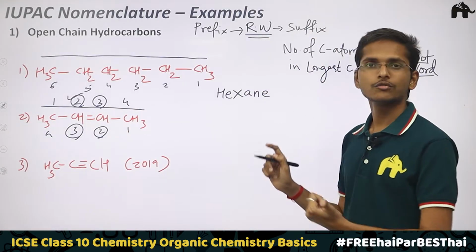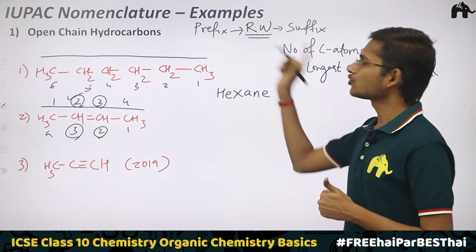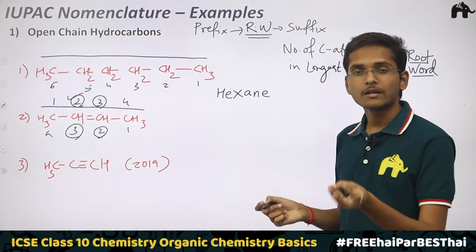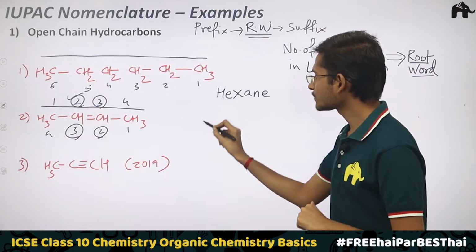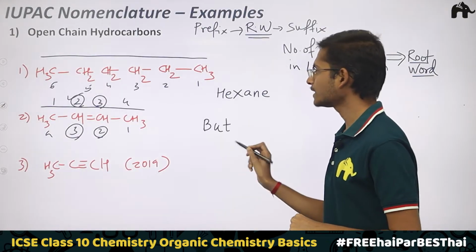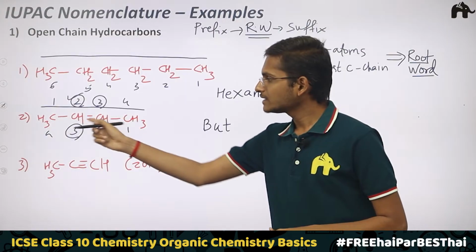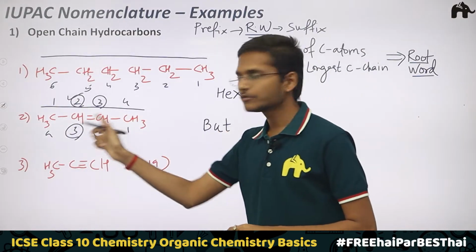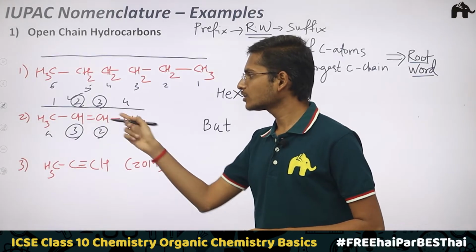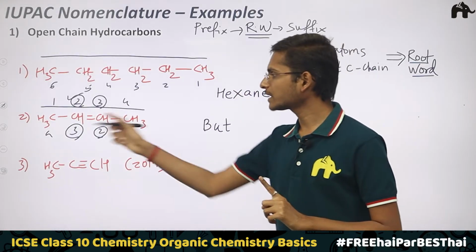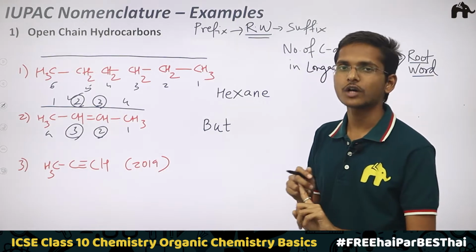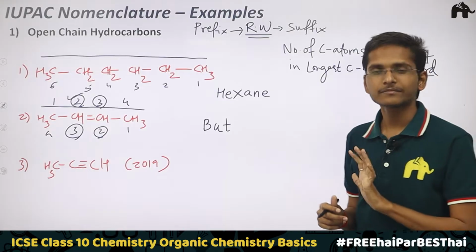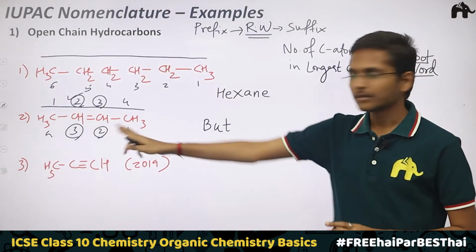Here now we would again go with the root word first. So what would the root word be? 1, 2, 3, 4. The root word for 4 carbon atoms is meth, eth, prop, but, right? So but. Now I know there is a double bond. Though there are single bonds, there is one double bond between 2 carbon atoms, and when there is at least one double bond between 2 carbon atoms, then we know that compound is an alkene. That open chain hydrocarbon is an alkene.